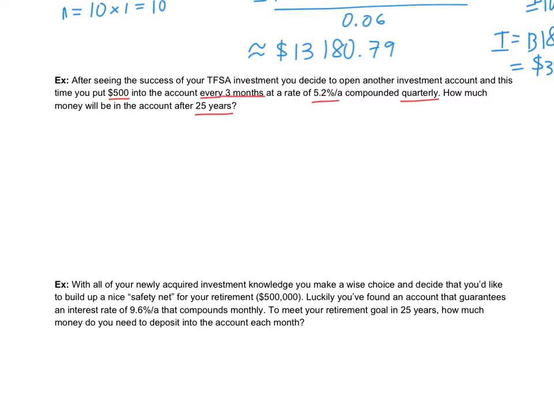So let's write down what we have. We know our regular deposits, $500. The interest per compounding period, we're going to take 0.052 and divide it by 4. And this actually gives us a nice decimal, so we can write it. But if that decimal went on forever and you would be cutting decimals, just keep that fraction. And we have 20 years and compounding 4 times a year. So that's 100 in total.